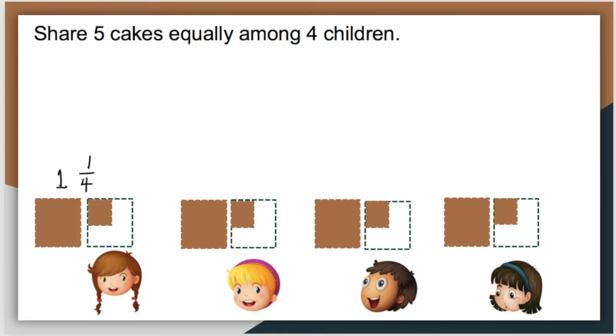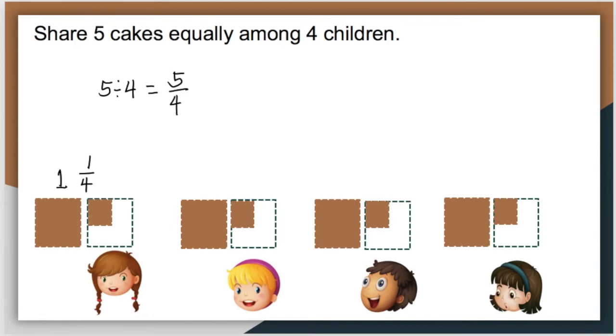Now, this problem can also be solved without using diagrams. 5 to be shared equally among 4 children is the same as 5 divided by 4. And in fraction form, it is equal to 5/4. In the last video, we learned that an improper fraction can be converted into a mixed number by using the long division process.